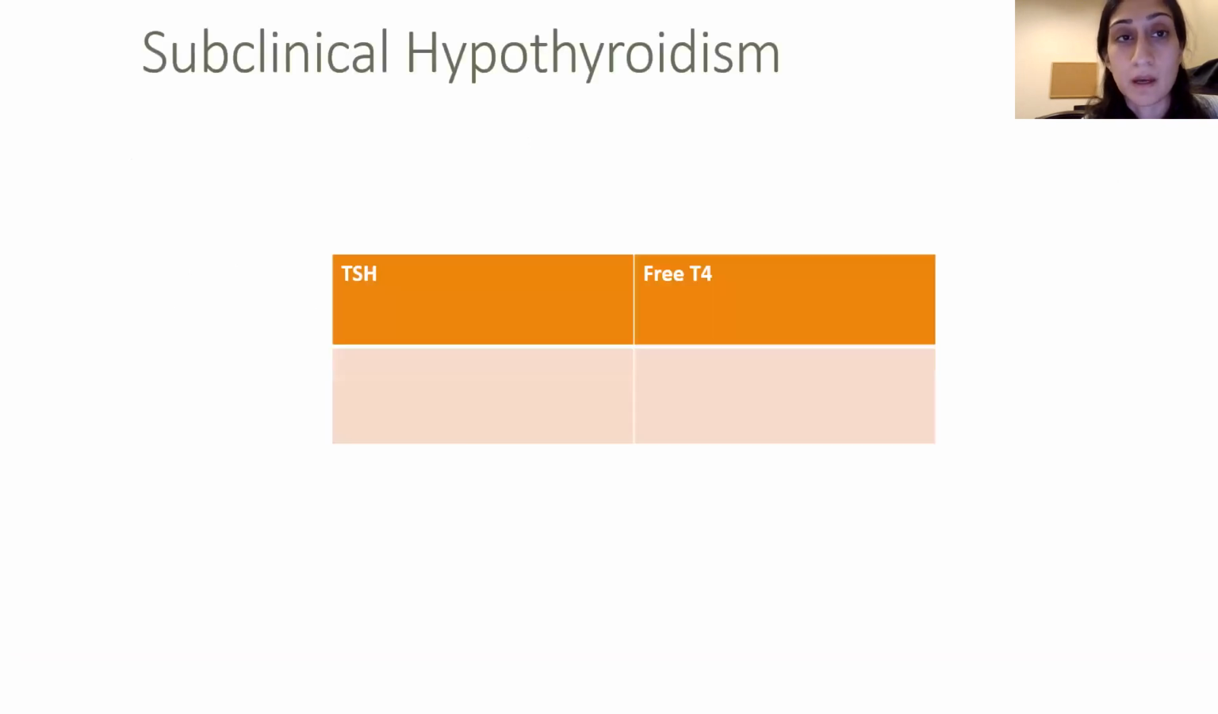So what is subclinical hypothyroidism? Subclinical hypothyroidism is when you have an elevated TSH and a normal free T4.